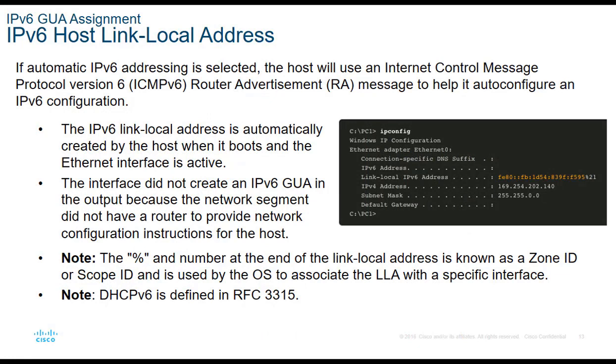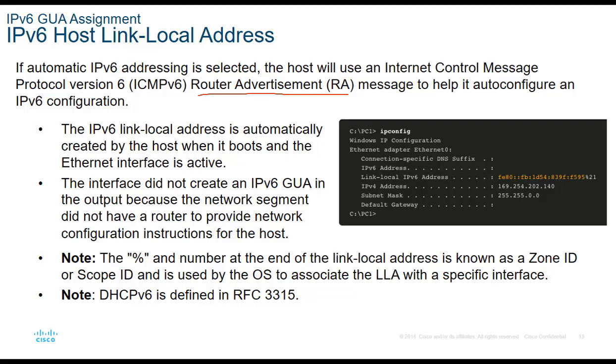First of all, we look at the IPv6 host link local address. What is the purpose of the link local address? When automatic IPv6 addressing is selected, as we've seen in the previous slide, the host will attempt to automatically obtain and configure an IPv6 address on the interface. The host will use one of three methods that are defined by the Internet Control Message Protocol version 6, ICMPv6 router advertisement messages, the RA messages we are referring to, received on the interface.